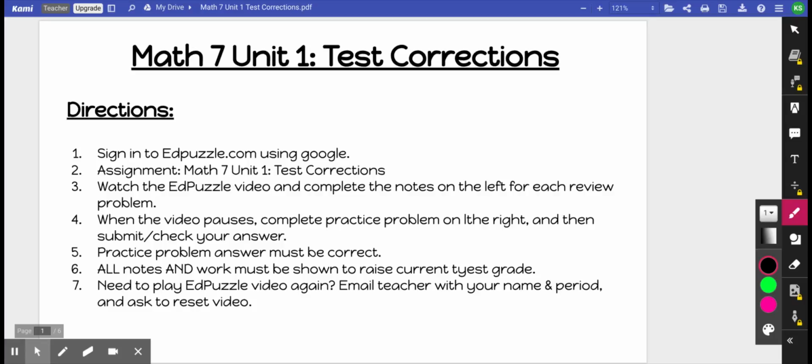Good morning, seventh graders. I am going to go over the most missed problems that you had on the test. This is how you will be doing your corrections this year.